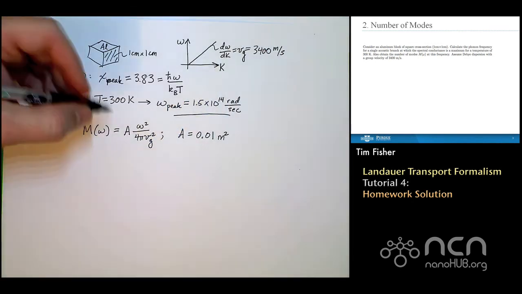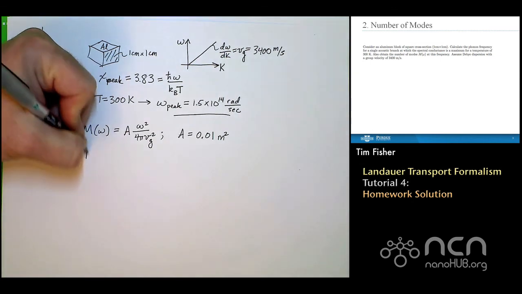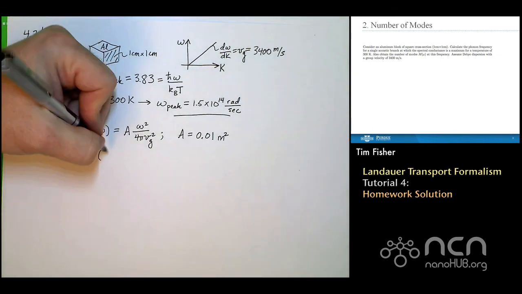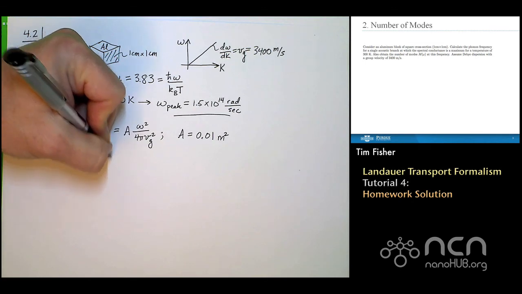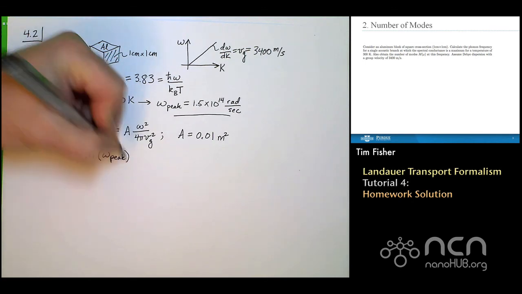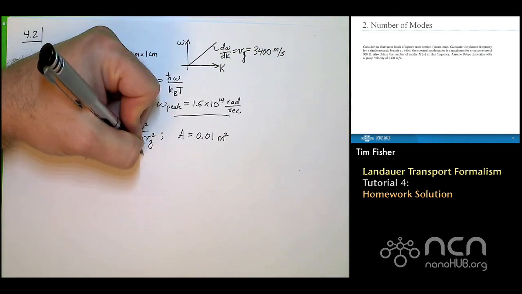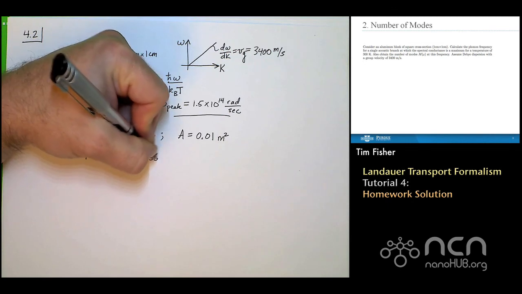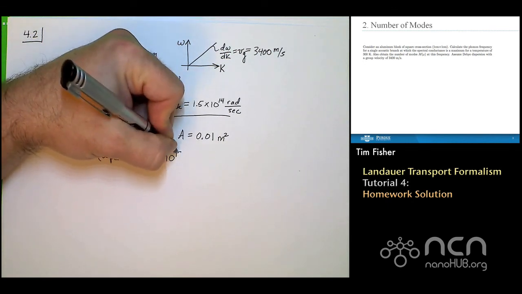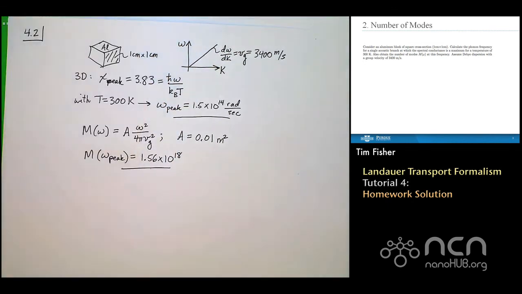We then plug in our value for the frequency at peak conductance, as well as the area and the group velocity. And we find that the number of modes is 1.56 times 10 to the 18th. A very, very big number.